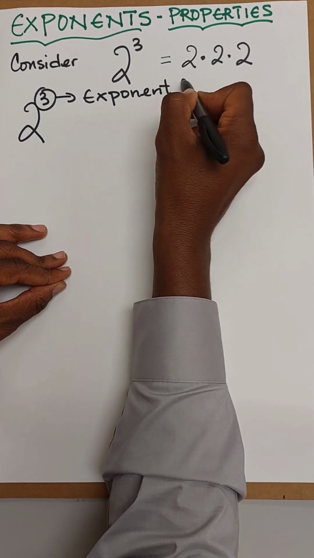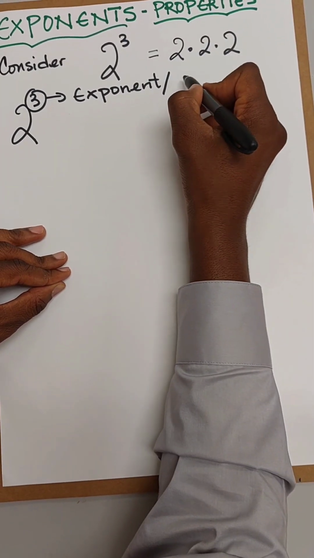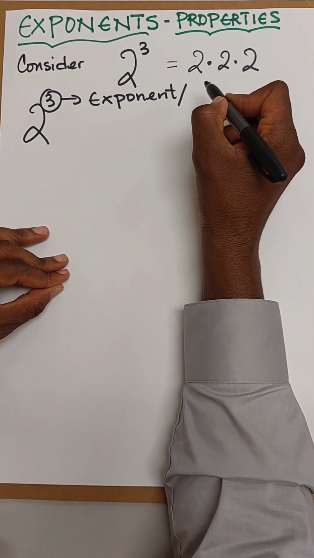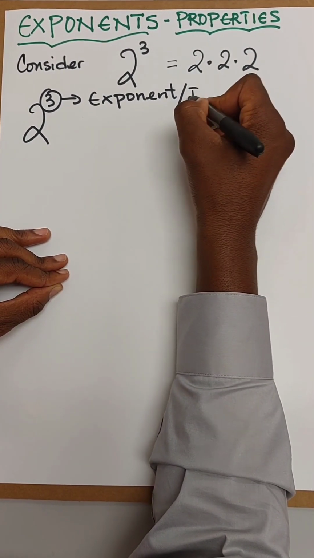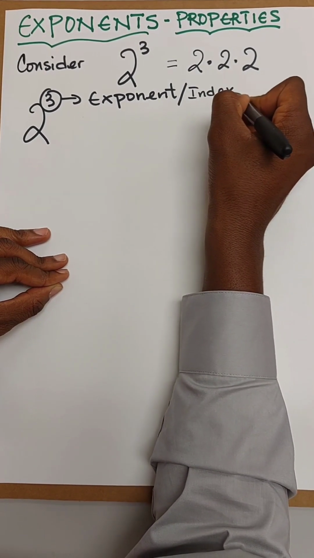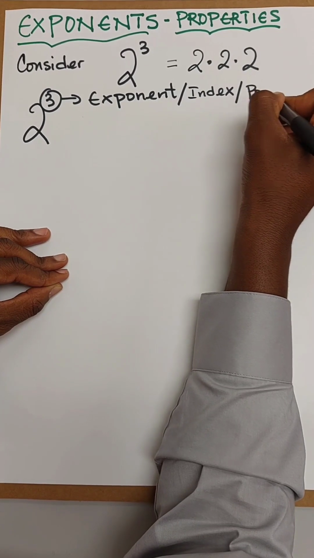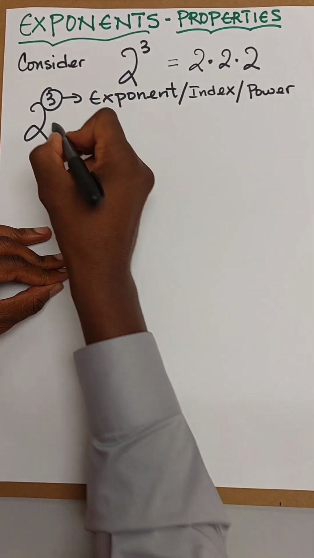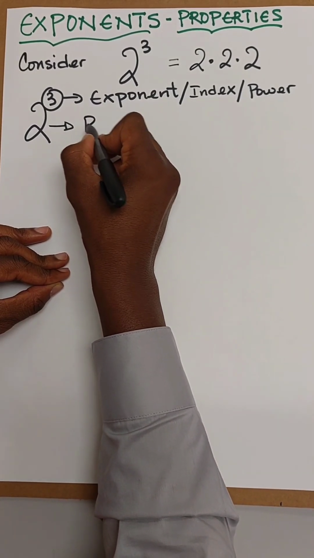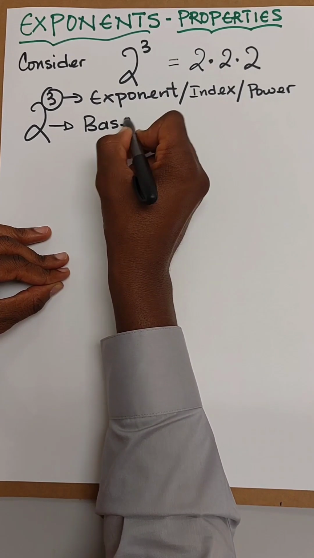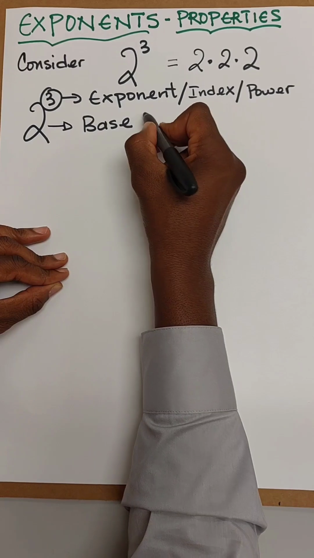So it can be called the exponent. It can sometimes be called the index. And it could also be called the power. This big 2 is called the base number. So it is the number that carries the exponent, the base number.